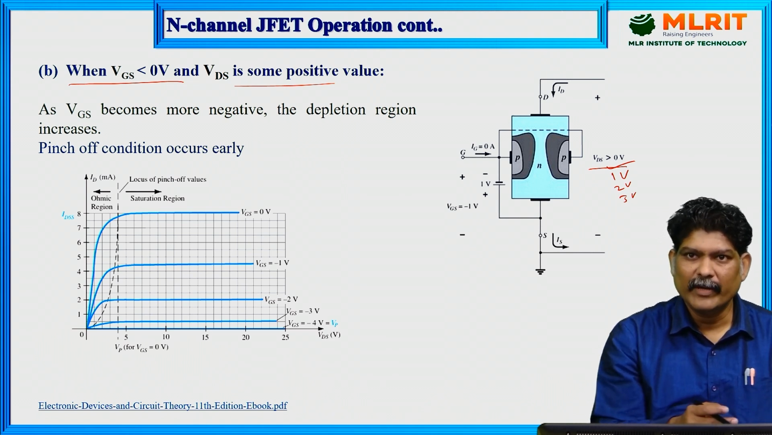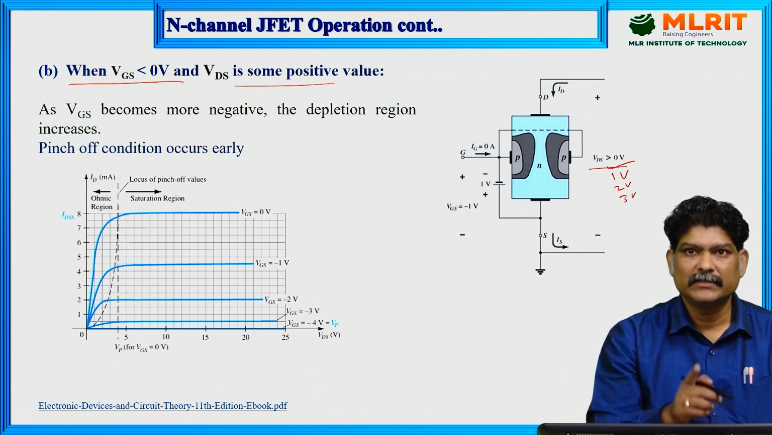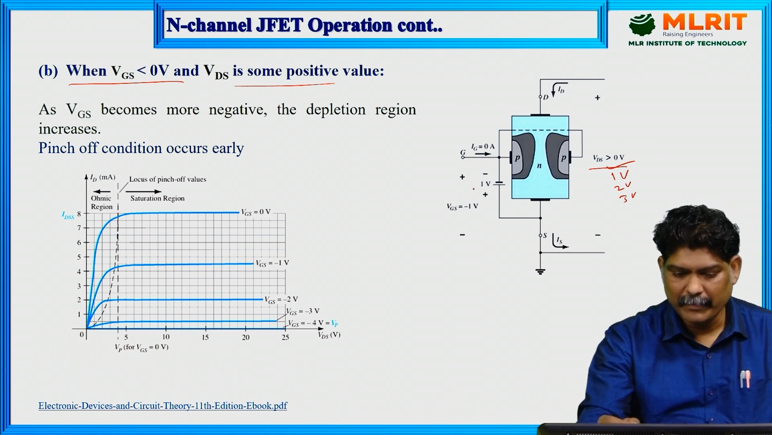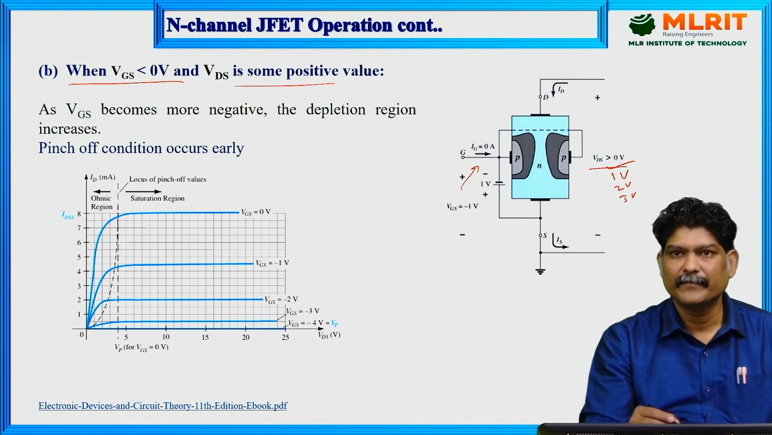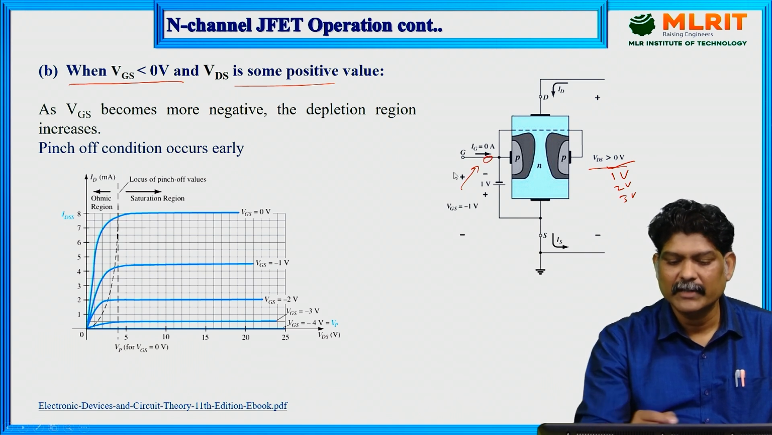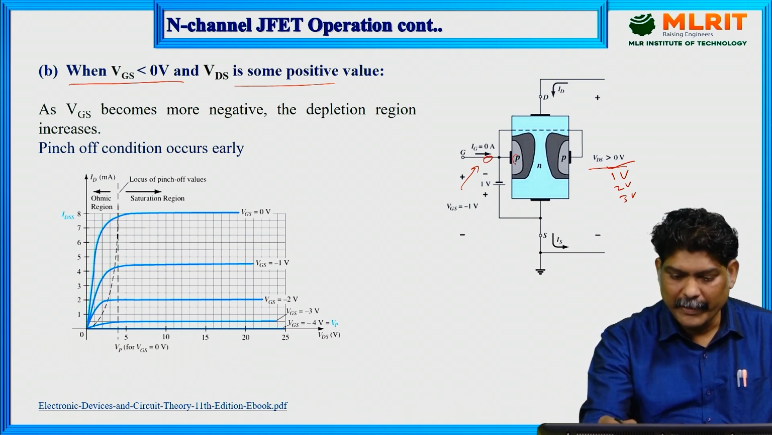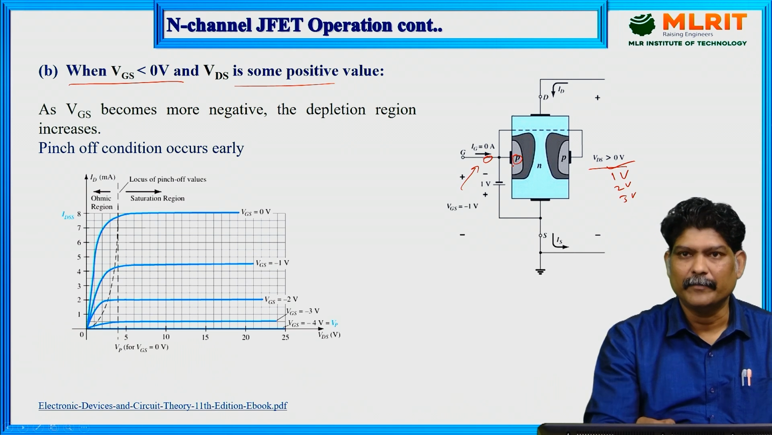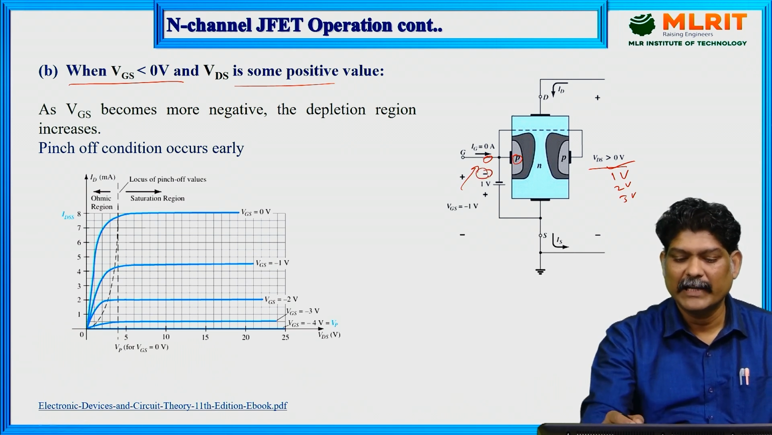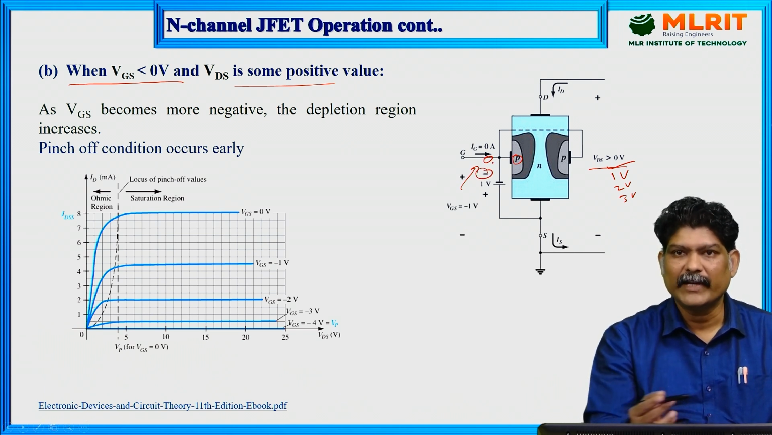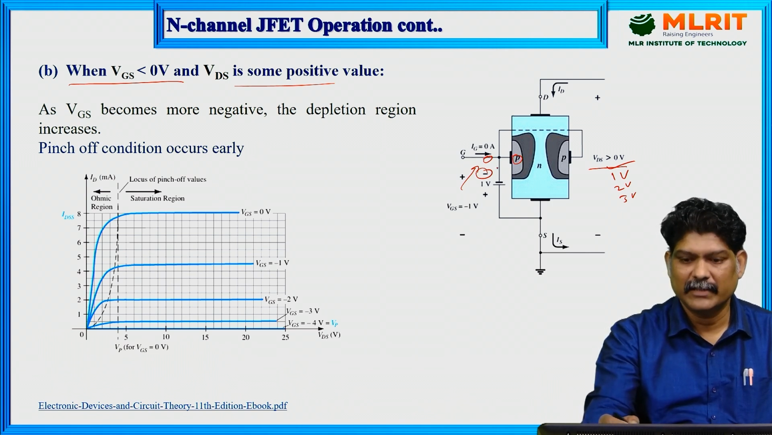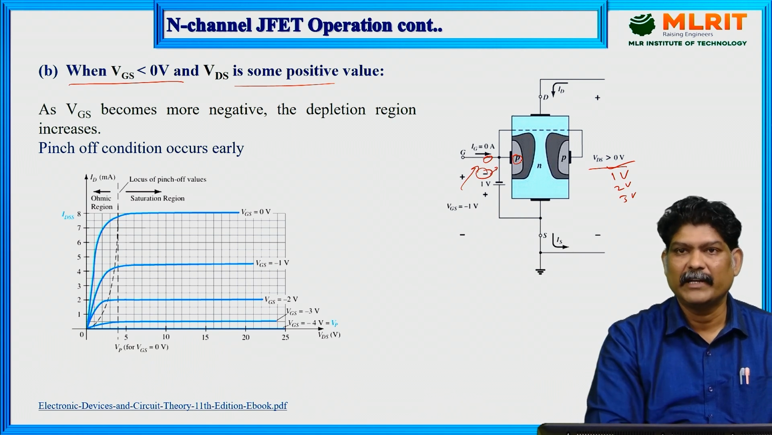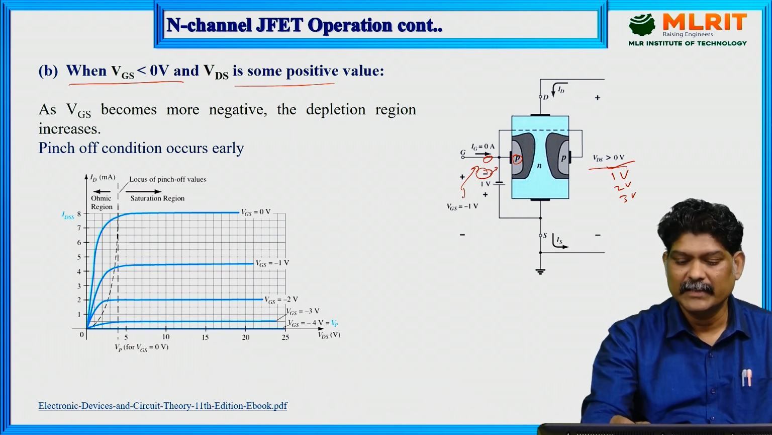Now what we have done is apply a gate to source voltage, a negative voltage, and we are increasing that. What happens? The gate is connected to P-type material. If you apply a negative voltage, with negative connected to the P-type material, then we can say it is in the reverse bias condition. So the reverse bias condition is formed when you apply negative gate voltage to the P-type material.